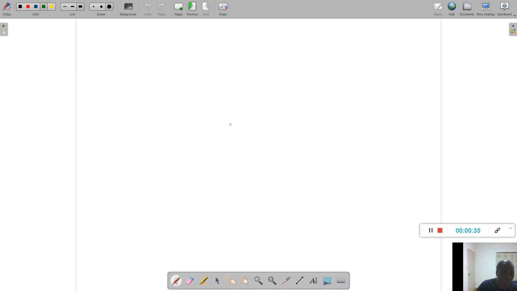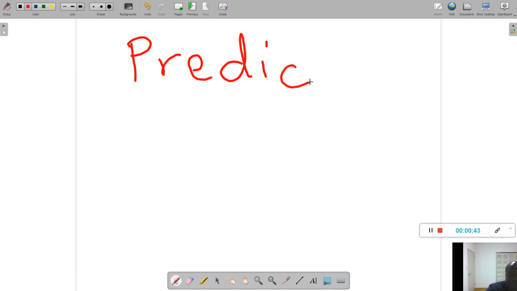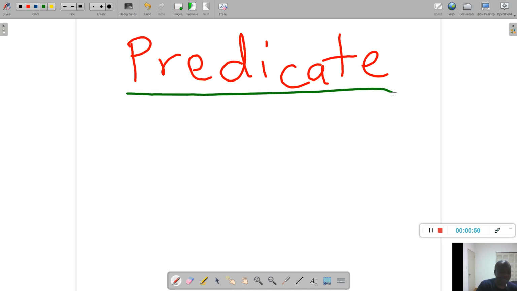In our lesson 2, we're going to talk about the predicate. This is very, very important. So first, we have to know what a predicate is. A predicate is what the subject is doing. When the subject performs any action, that action is underlined to become a predicate.